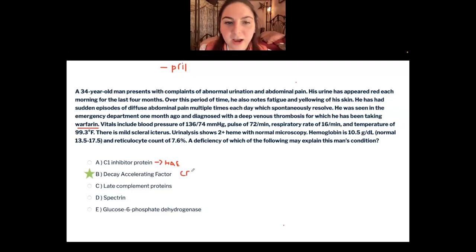This is your CD55. So he has a deficiency in this, and that's what's causing these urinary symptoms and such. His hemoglobin is low, but this is in the blood, and you can think of this because it's being bursted and leaving through the urine. That's why it's low in the blood, because it's leaving through the urine. But this is just another example: they can ask DAF or they could ask CD55. They would expect you to know both.